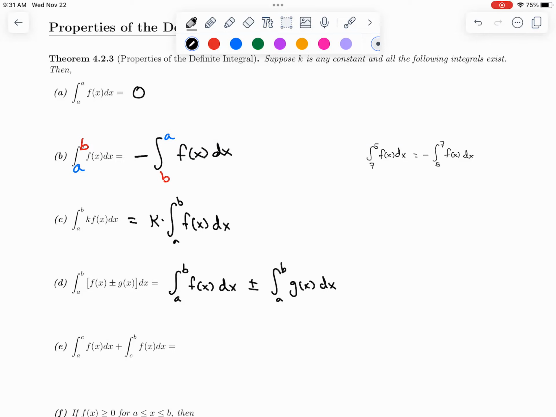And by the way, just as an aside that I meant to mention, that dx at the end, you cannot skip it. You will get marked down if you don't write it.